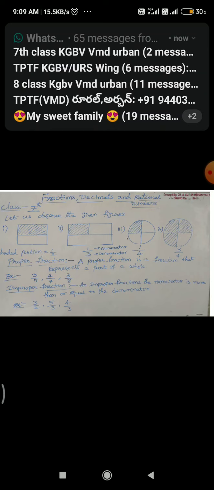Okay? Now, let us observe the given figures. See children, here we have 4 figures. Let us observe the first figure. Here in the first figure, it is divided into 2 equal parts. How many equal parts? 2 equal parts. In that, one part is shaded.